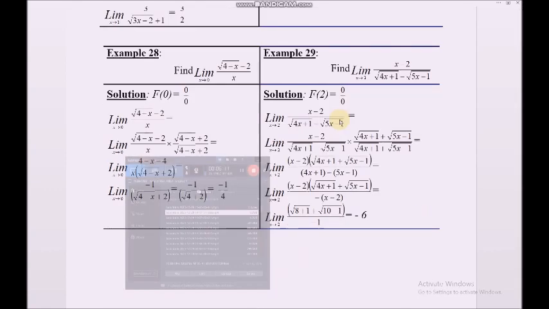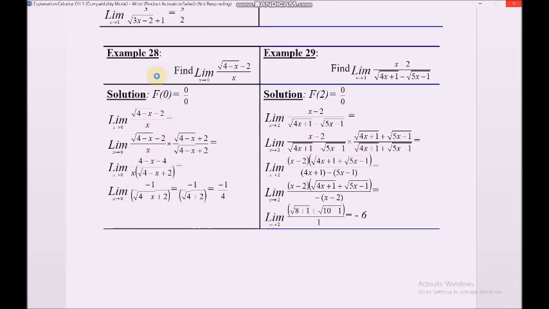The final result. Getting into example 28. Here we have the function square root of 4 minus x minus 2, over x. So direct substitution gives 0 over 0. I started multiplying by the conjugate, square root of 4 minus x plus 2, up and down.